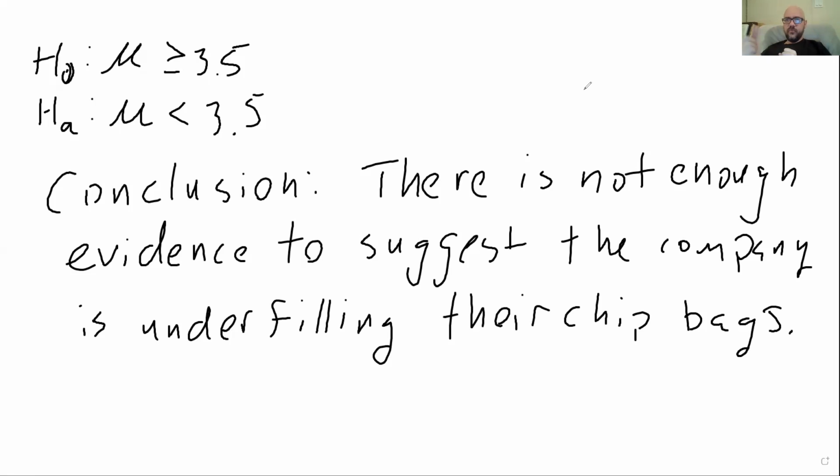and depending on how you phrase these things, you can work them around to mean either we reject the null hypothesis or we don't reject the null hypothesis. In general, the way you want to write it is not enough evidence means don't reject the null, and enough evidence means do reject the null. Right? We're defaulting to the null, and if there is significant evidence to reject it, then we will reject it. And if there is not significant evidence to reject it, then we won't. So I didn't reject the null hypothesis, so there wasn't enough evidence to suggest that the company is underfilling their chip bags.